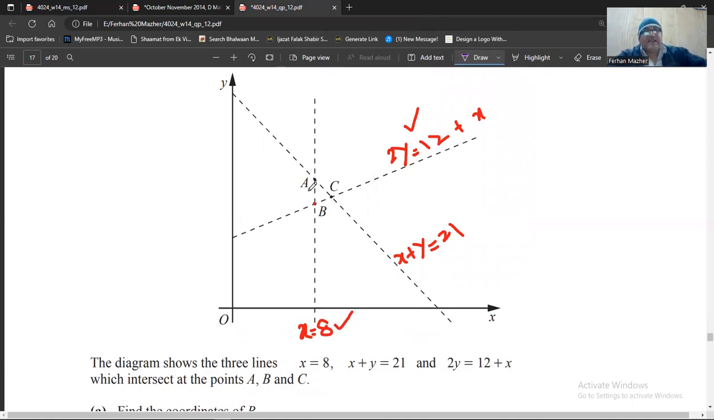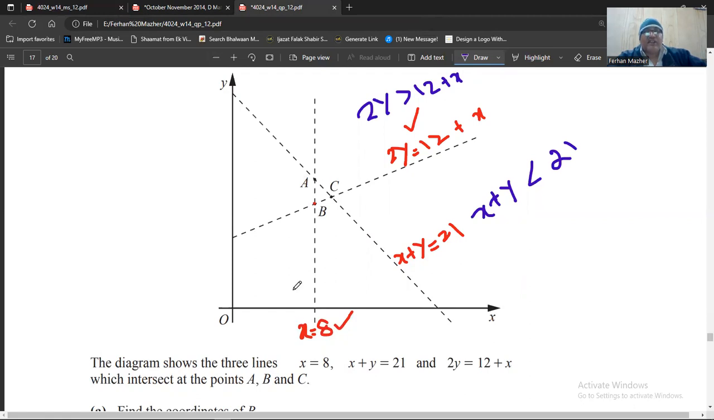Because this area is below this line, this can be written as x plus... When the area is below the line, the crocodile's back is towards that thing, okay? And for this BC line, the area is above this line, so its inequality will be 2y. The crocodile's mouth will be towards the positive y, so this will be the inequality.